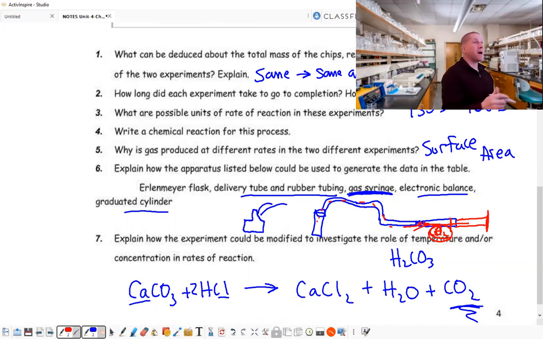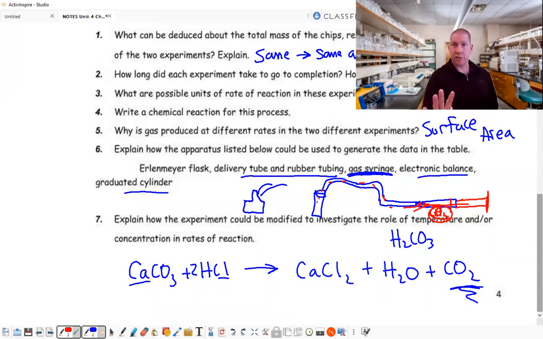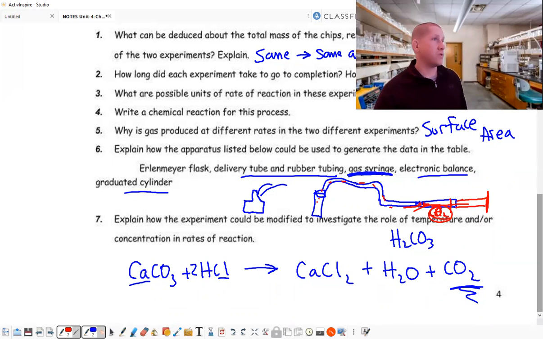Explain how the experiment could be modified to investigate the role of temperature and/or concentration. All right, well, temperature is easy. Use the same size chips, only the big or only the small, and just do it at 2 different temperature HCl. Increase the HCl up to 50 degrees Celsius and 100 degrees Celsius, or 10, 20, 30, 40, and 50, however you want to design that.